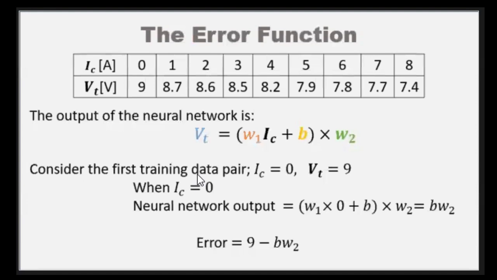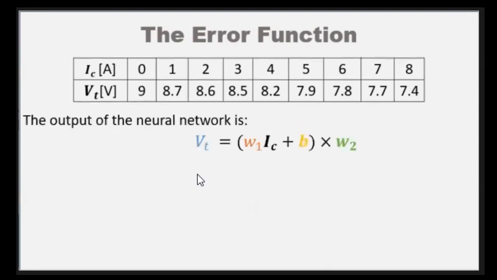Right? So therefore, the input and output you will get: when I is 0, W1 into 0 is 0. Right? So you will only get B into W2. So the value that you are going to get is B into W2. So it can be any number. We don't know. Based on the B and W2, there will be a number. So the error is 9. Expected value 9. But you are not getting it. So 9 minus BW2. That is the error. Right? For one point. What about the second point?